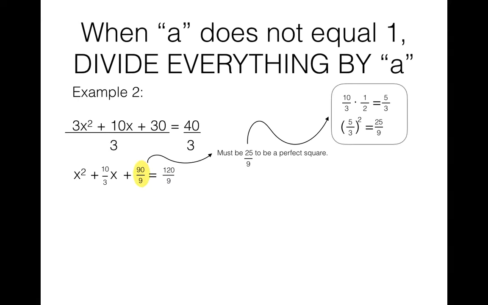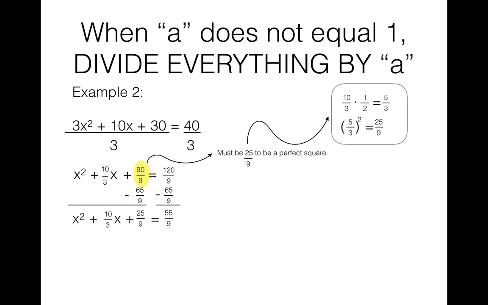So we have 90 ninths instead of 10. We have 120 ninths instead of 40 thirds, or 40 over 3. And now we need to get that 90 ninths to be 25 ninths. How do we do that? We subtract 65 ninths. But if we do it to one side, we've got to do it to the other side. So when we do that, we get x squared plus 10 thirds x plus 25 ninths. What does that equal? Well, 120 ninths minus 65 ninths is 55 ninths.